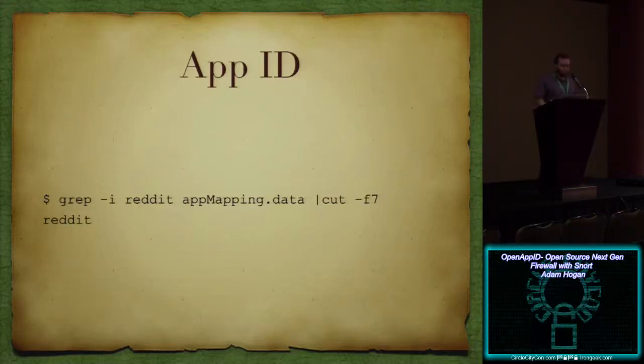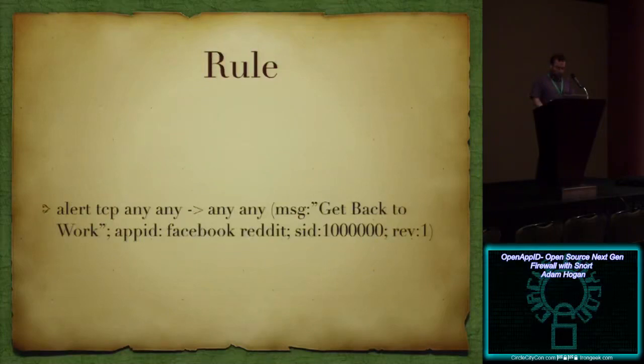So the first thing we do is look at this app mapping.data file that's included, and it just matches up. There's a long name for the application, a short name for the application, and a number for each application. We want to use the long name to find the short name, right? That short name is what we're going to embed in a Snort rule. Now let me find that.